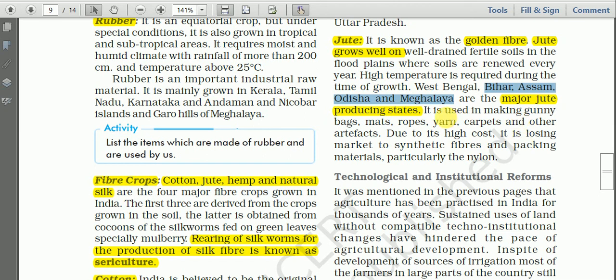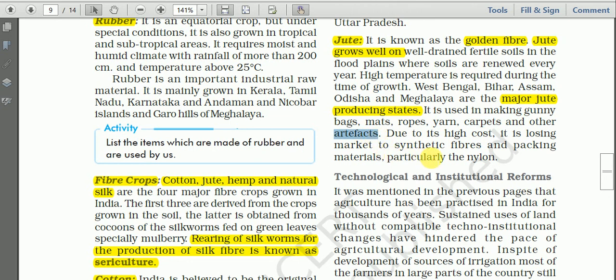And about the uses of jute, you may be knowing it is used in making gunny bags, mats, ropes, yarn. Actually, nowadays yarns are also manufactured from the jute, and it is used in making fabrics, cloths. The cloth which we wear is also nowadays made from this jute yarn. Then we also make carpets from the jute, then other artifacts.